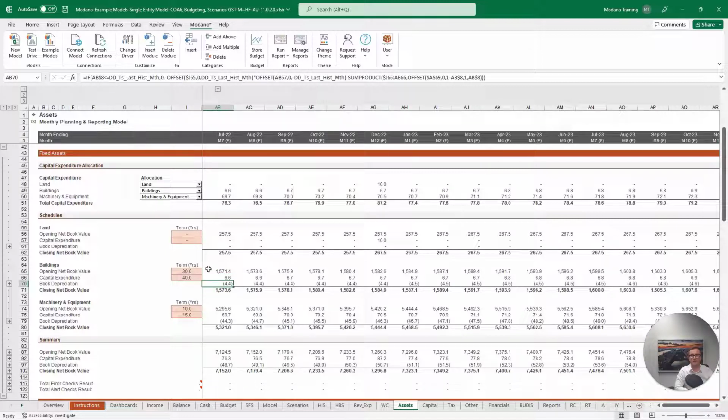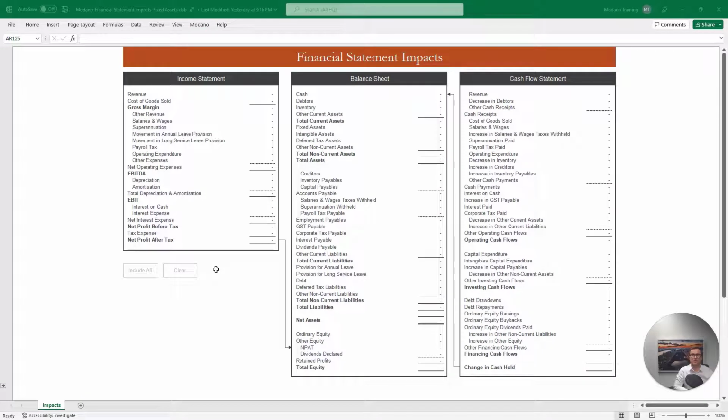Again, we have our opening net book value, which is then increased by the capital expenditure, decreased by our depreciation, then giving us our closing net book value at the end of the month. Now, when we look at the financial statement impacts of fixed assets within a three-way financial model, our fixed assets analysis hits all three statements.